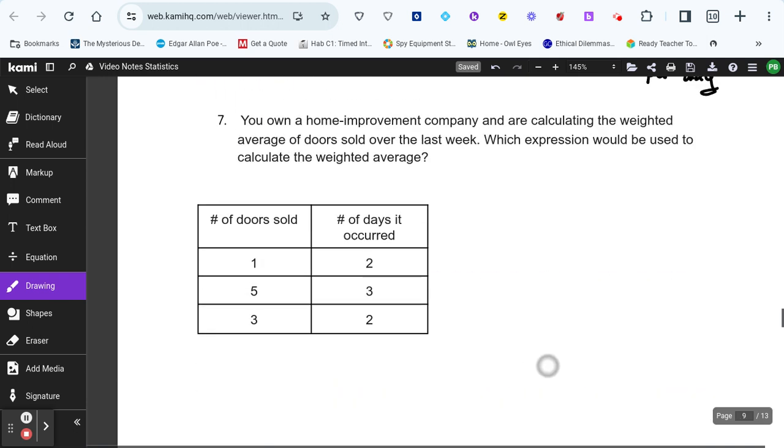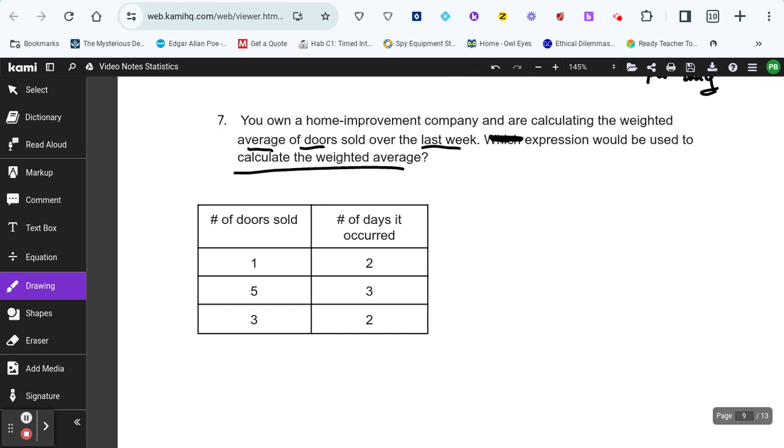All right, so it says you own a home improvement company and are calculating the weighted average of doors sold over the last week. So we're talking about 7 days. Which expression could be used? I'm not going to do which expression. We're going to write an expression that could be used to calculate the weighted average. Okay, so we're looking for the doors sold over the last week. So the average of the doors sold over the last week.